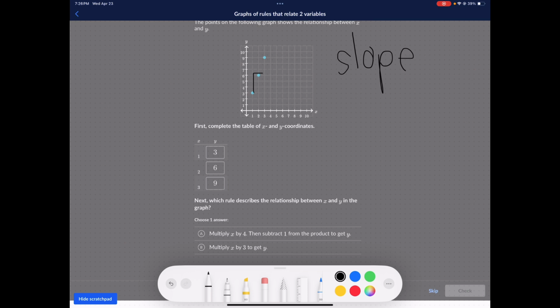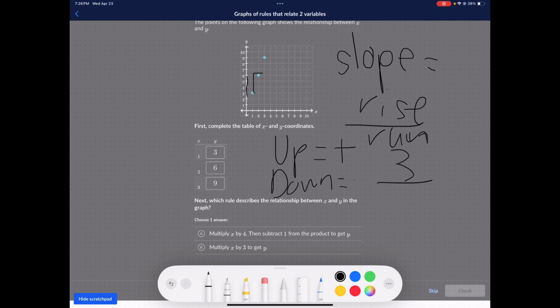So our slope is our rise over run. Now what we do with our rise over run is when we rise up, we have to count. So 1, 2, 3. So we have a rise of 3 because that's just how much we're going up or going down. If we're going up, it's positive. If we're going down, it's negative.